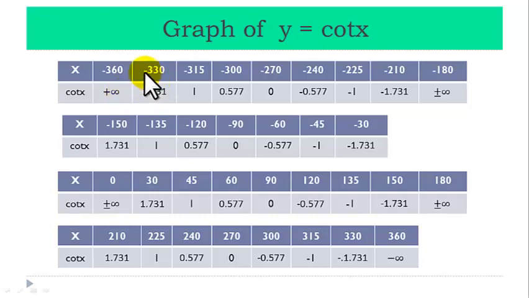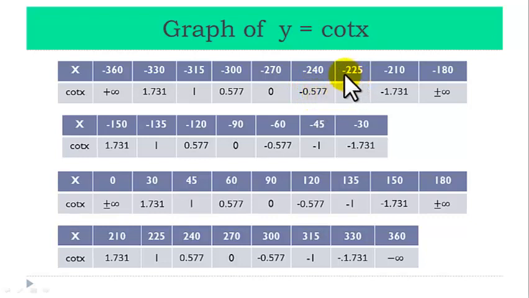For x equals minus 330, cot x is 1.731. For x equals minus 315, cot x is 1. For x equals minus 300, cot x is 0.577. For x equals minus 270, cot x is 0. For x equals minus 240, cot x is minus 0.577.